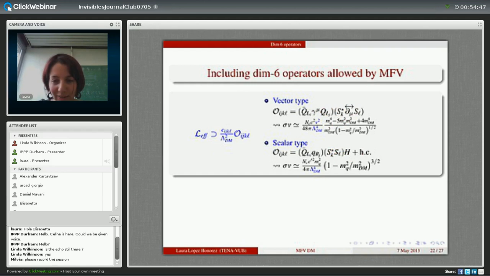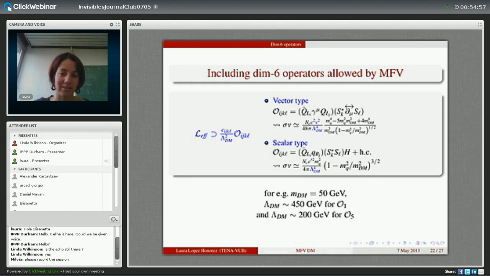From a simple, rapid look at this expression and putting a number inside, you can check, assuming a low coupling to the Higgs particle, so that your Higgs portal does not contribute much to getting the right relic abundance in the early universe, and that everything is driven by the dimension 6 operator, that typically for a dark matter mass of order 50 GeV, you need a scale of new physics of order 450 GeV for an operator of the vector type, and a scale of new physics of order 200 GeV for an operator of the scalar type.